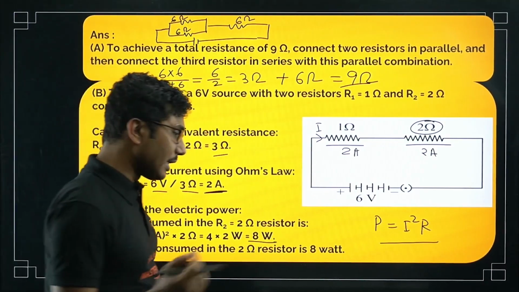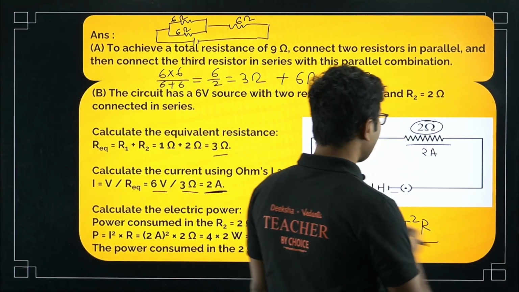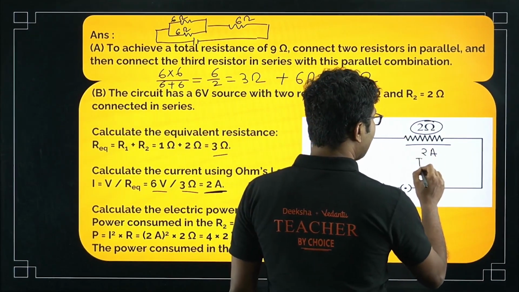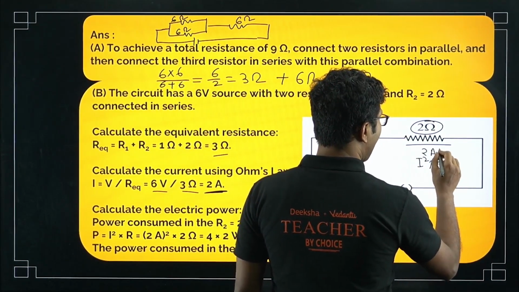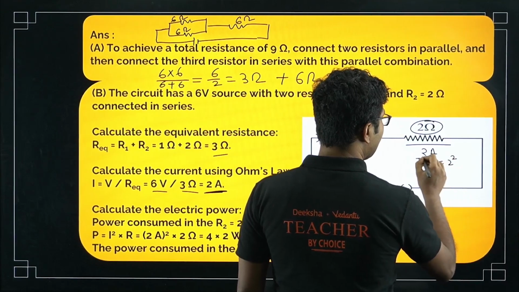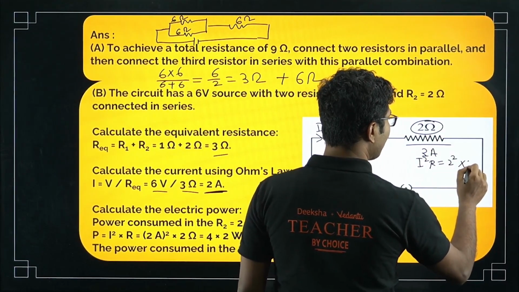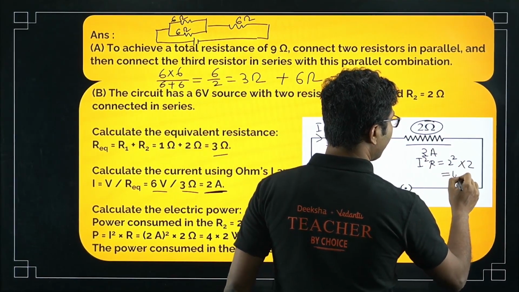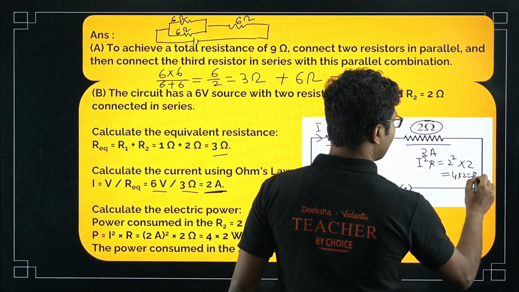If you miss out on the unit, 0.5 marks will be deducted. Very important, right? So I square R is the formula. I square means 2 square, and resistance is also 2 in this case. So it will be 4 into 2, that is 8 watt.